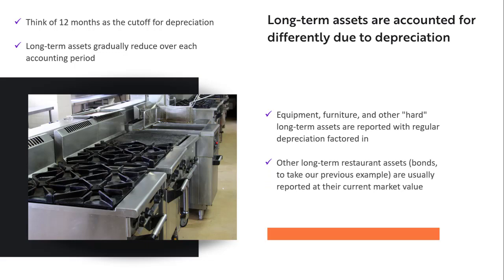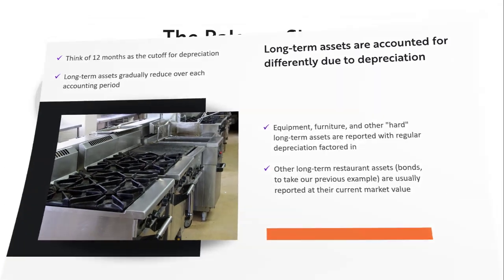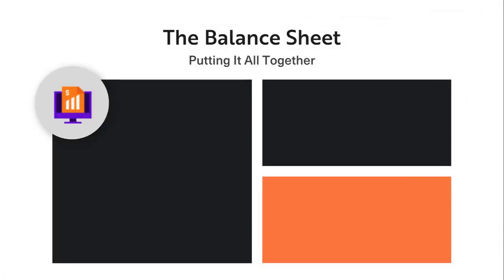Other long-term assets, like bonds, to take from our previous example we mentioned earlier, are usually reported at their current market value. I mean, it's hard enough for the talking heads on TV to predict the Dow Jones, let alone a busy restaurant manager. Now let's put it all together through the balance sheet.